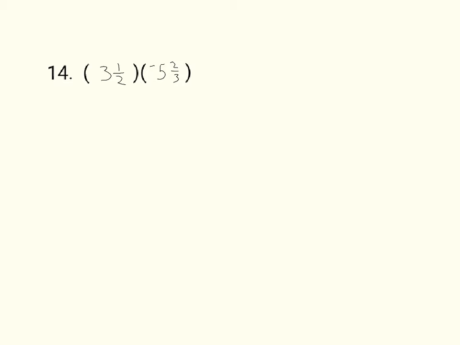3 times 2 is 6 plus 1 is 7, so it's 7 halves. I'm going to use the X for the multiplication symbol here. 3 times 5 is 15 plus 2 is 17. And this will be negative 17 over 3. And there is no simplifying to do here. We have all prime numbers, 7, 2, 17, and 3, all prime. So we'll go ahead and do the multiplication. 2 times 3 is 6. 7 times 17 is 119.